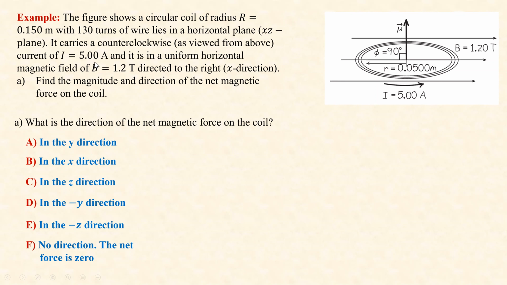Current is 5 amps, and it is in a uniform horizontal magnetic field B equal to 1.2 Tesla, directed to the right that we call X. So by saying all of these, it actually defines a three-dimensional coordinate system, that X is to the right, Z is in the same plane as the loop, so it will be this way, and Y is up. Now it says find the magnitude and direction of the net magnetic force on the coil.